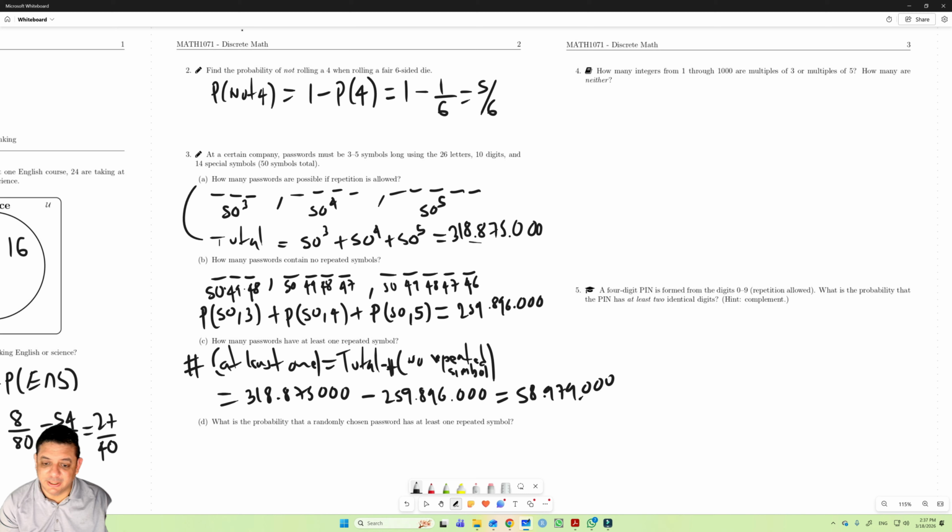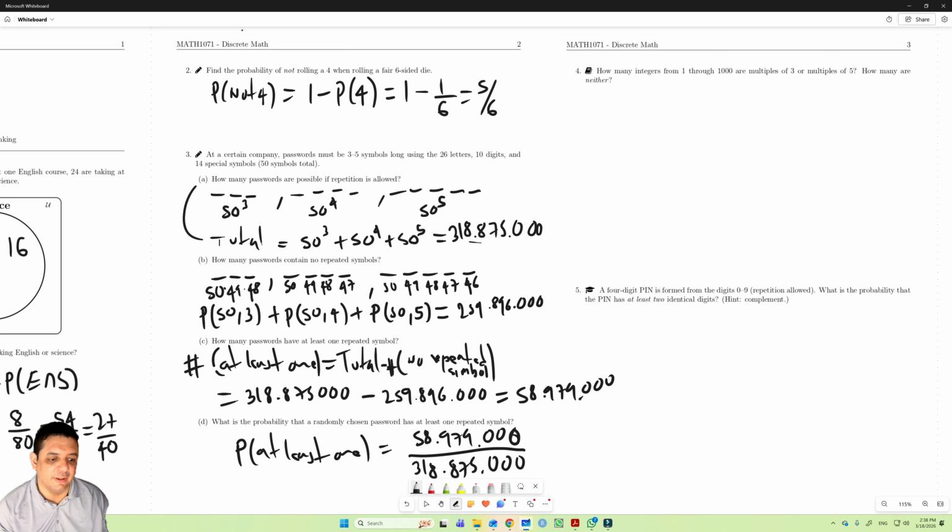And so now we can actually think about the probability of that. How much is the probability of at least one? That will be the 58 millions out of the 318 millions, which is pretty much what I was getting here, but I got a little bit ahead of myself. You can always count the set first and then do the probability, but you can also do the probabilities by counting each of the pieces.